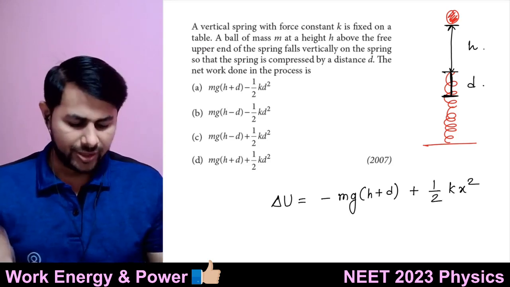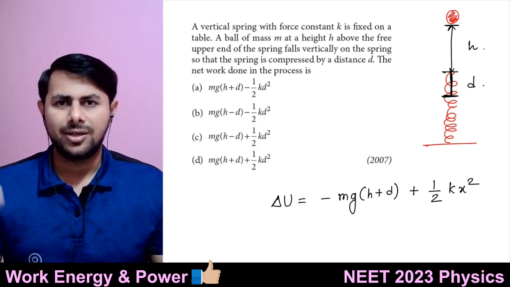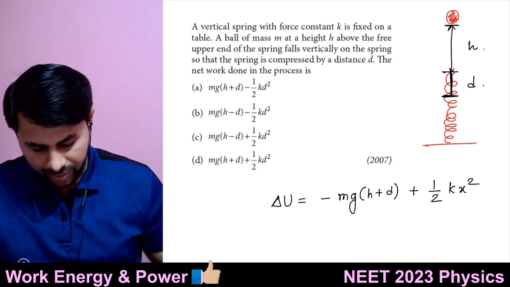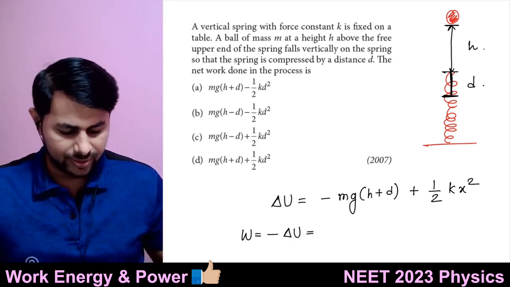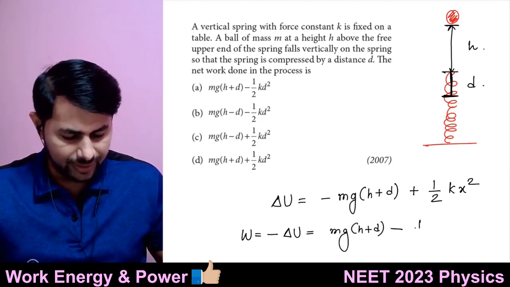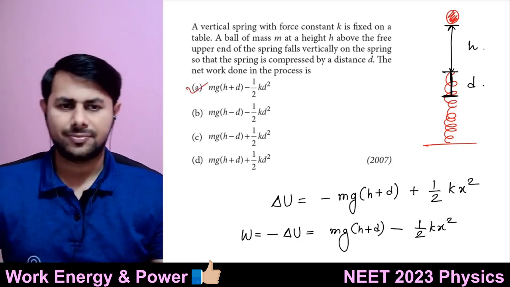square, and the work done will be what? Opposite to the change in potential energy. Opposite meaning negative of the change in potential energy. So tell me, work done will be equal to what? Minus of the change in potential energy. So that is mg(h plus d) minus half of k times x square. So option A is the answer.